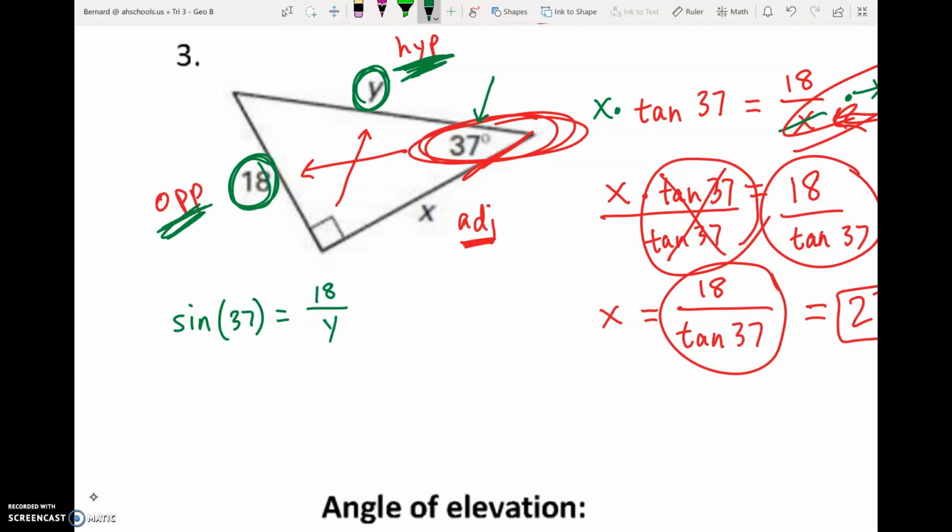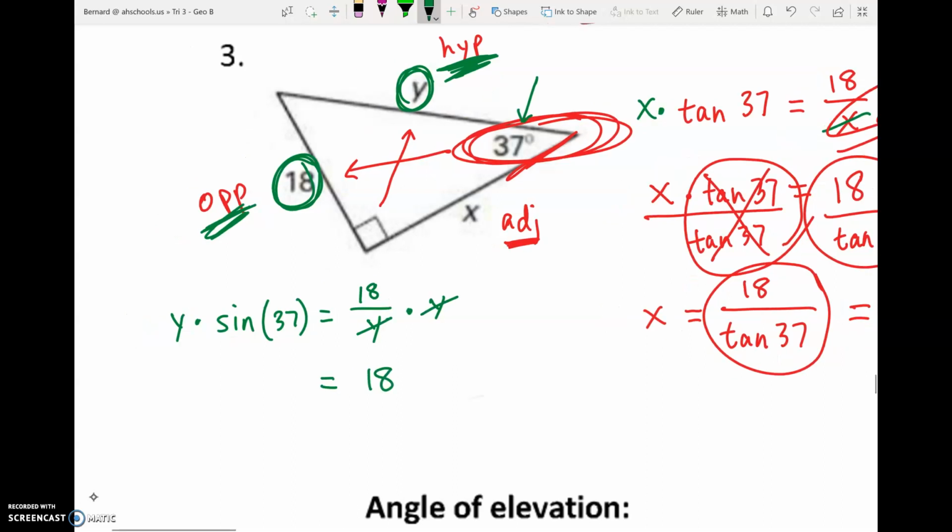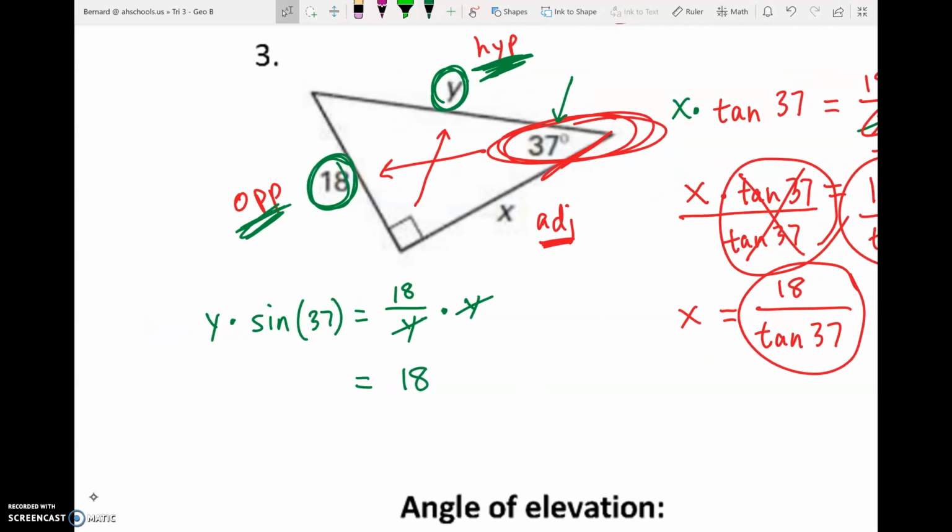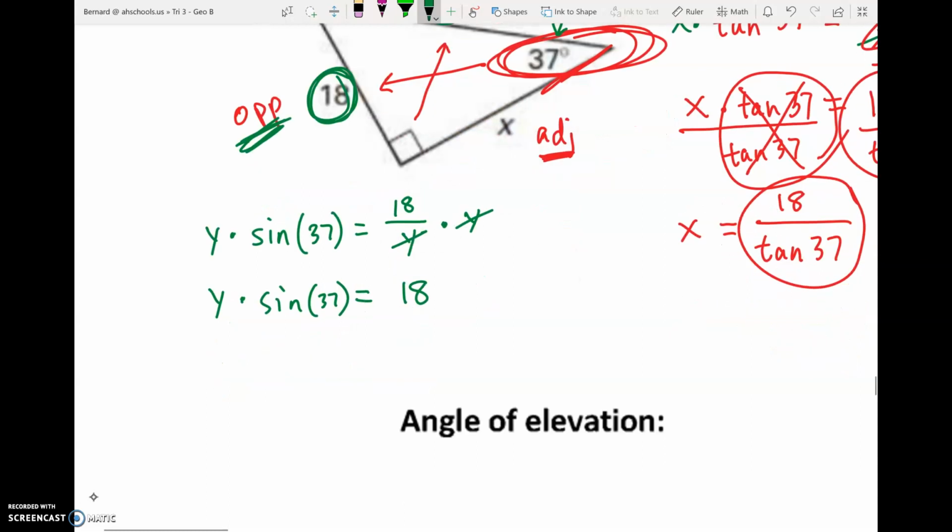And so now we have y in the bottom. So we're going to end up dividing here. And here's how. First, we multiply by the bottom. So we multiply both sides by y. And the y's cancel on the right, leaving us with just what was on the top, which is 18. So y times the sine of 37 equals 18. But then we need y by itself, and we don't have it yet. But remember, this sine of 37 is just some number. It just looks different, but it's just some number. So we can divide by any number, right?